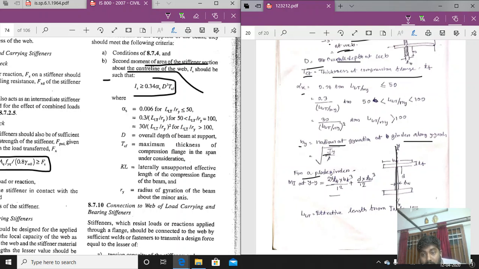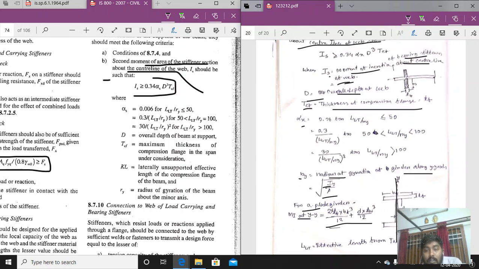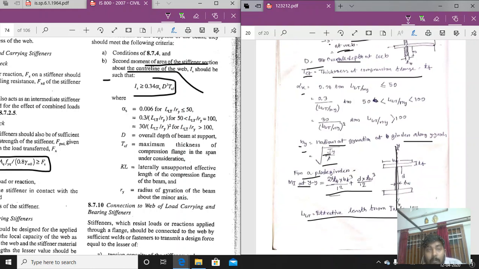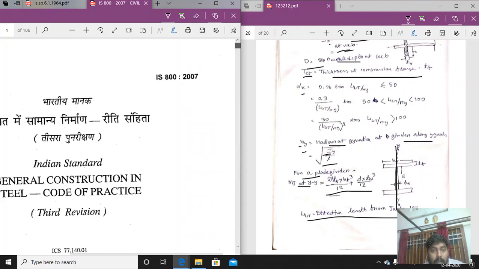For a plate girder, Iy is given by this formula. If you remember from the plastic analysis, this is the formula for calculation of the moment of inertia about the YY axis. So Iy by A is determined, so ry is determined. So LLT, what is the meaning of LLT? LLT is the effective length from table number 15. Let us go to table number 15 here.